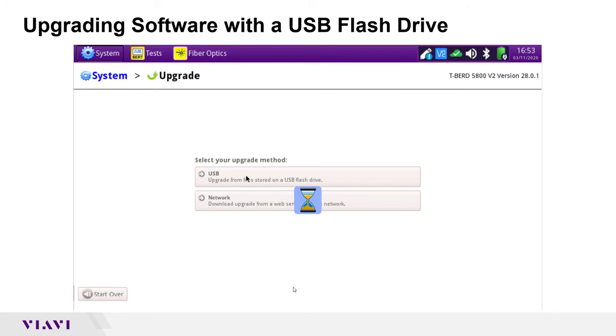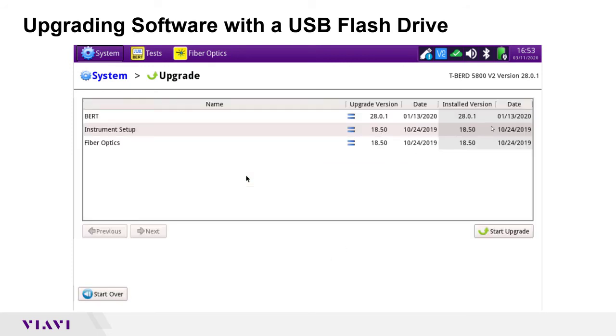When I click on that, it will load the software version that is currently installed, in gray on the right of the screen. You see that the BERT is 28.0.1, the instrument setup is 18.5, and the fiber optic is 18.5. On my USB stick, the upgrade version is the same, so that's why you have an equal sign here.